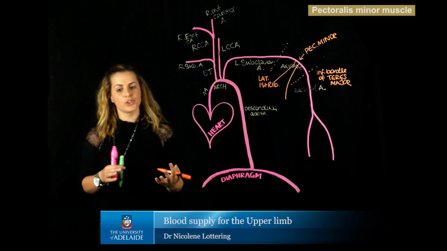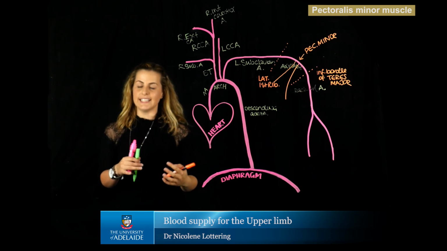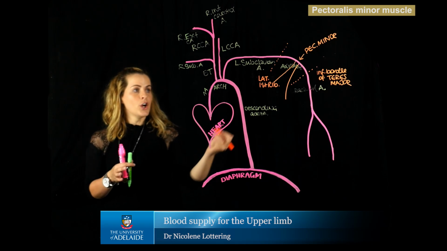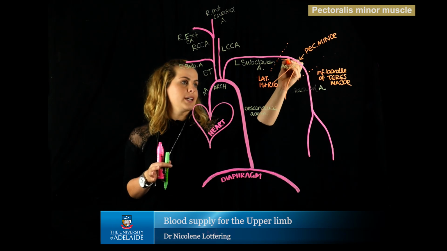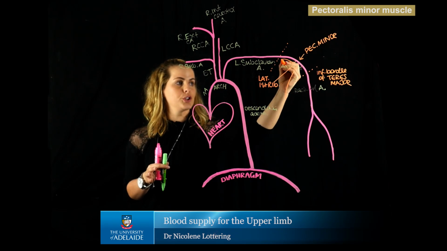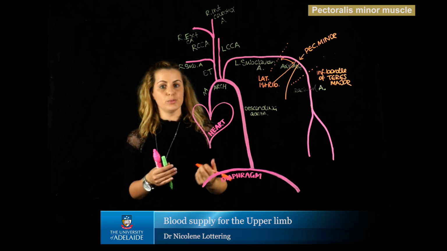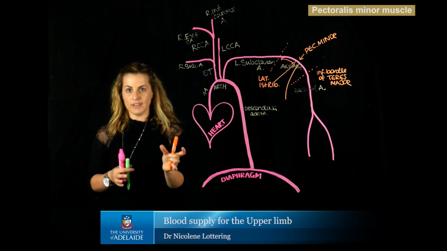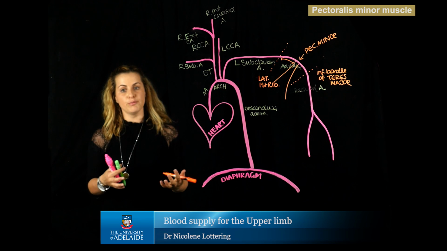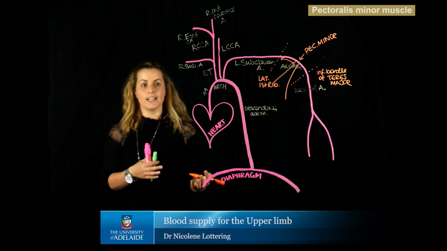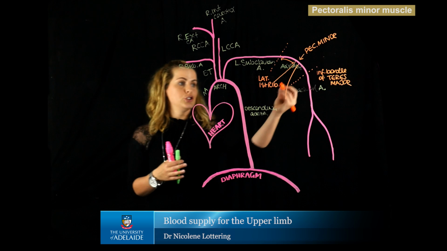The reason the pectoralis minor muscle is important is it's going to help us delineate the three parts of the axillary artery. Everything superior or proximal to the pectoralis minor is going to be the first part, or the proximal part of the axillary artery. The part of the artery that passes underneath the pec minor is going to be the second part, and then the third part is going to be distal to the pec minor.